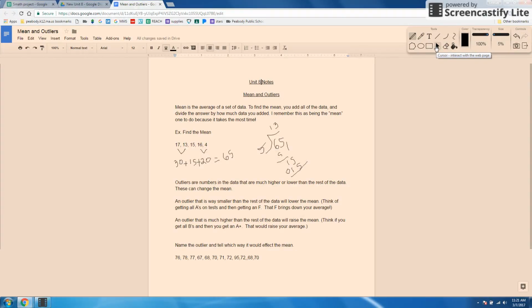So for this one down here, I want to see if we could just name what the outlier is and how it would affect the mean. So let's look at all these numbers. We have 76, 78, 77, 67, 68, 70, 71, 72, 95, 72, 68, and 70. I would say the one that's way different than all the rest is 95. And because it's much higher than all of the rest of them, it would raise the mean. So we're going to try some of these.